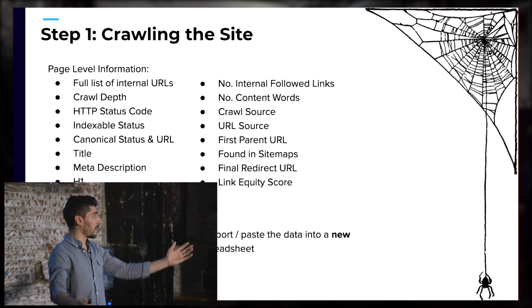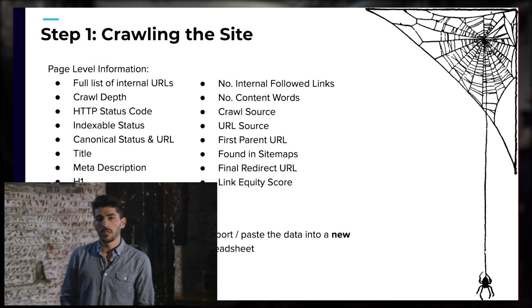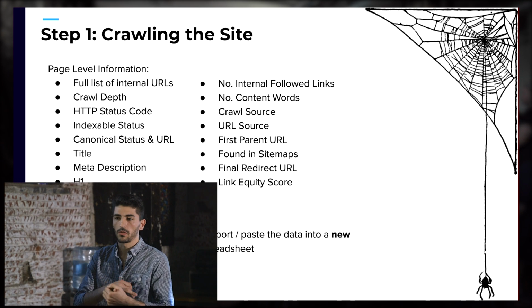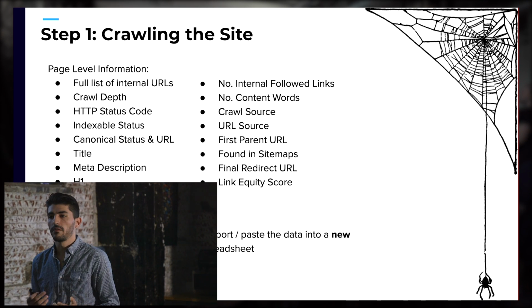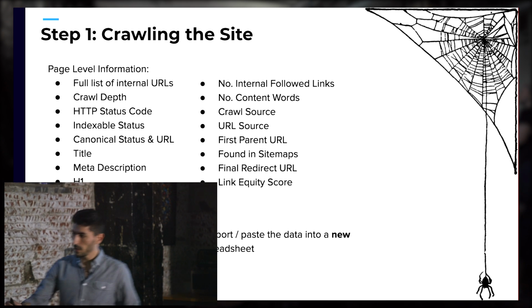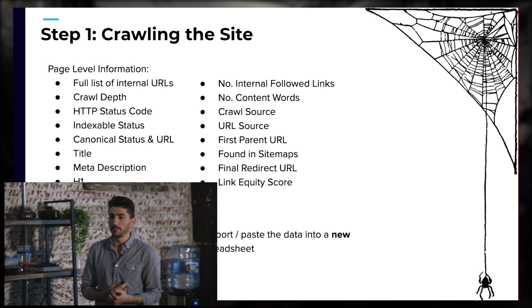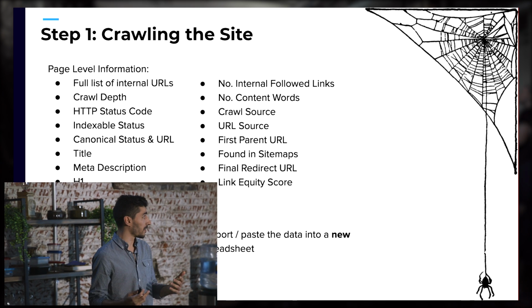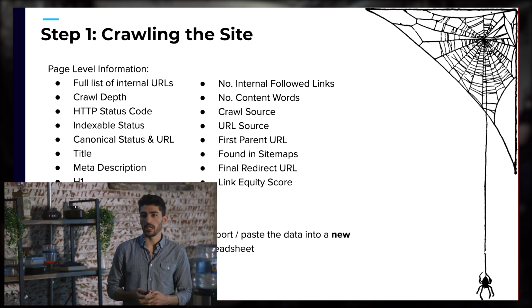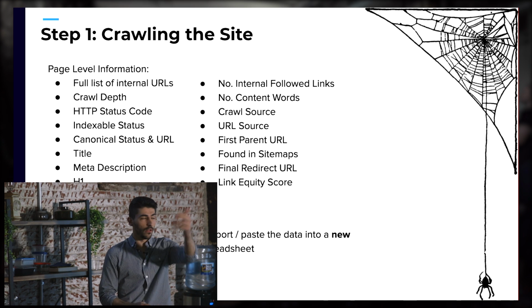So what do you do first, right? You've got to crawl the site. We're crawling the site because we want to have a list of all of the internal URLs on the site. Right? You might have an idea of all of the content on your site, but you might also not. So you want to crawl the site and make sure that you're collecting all of those internal URLs.